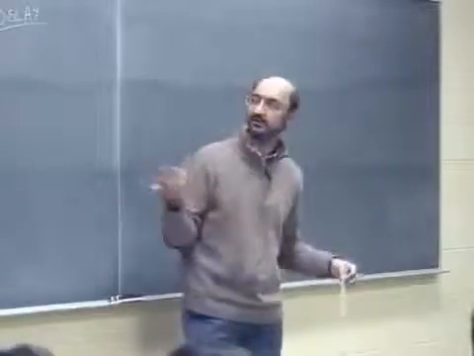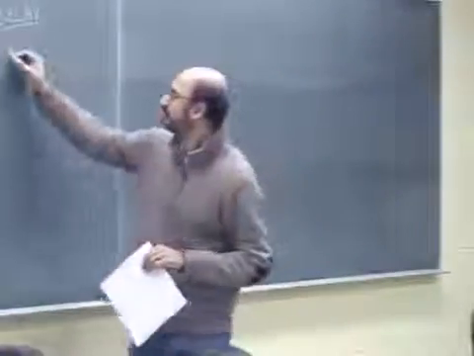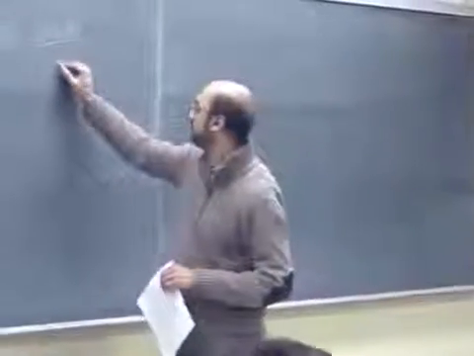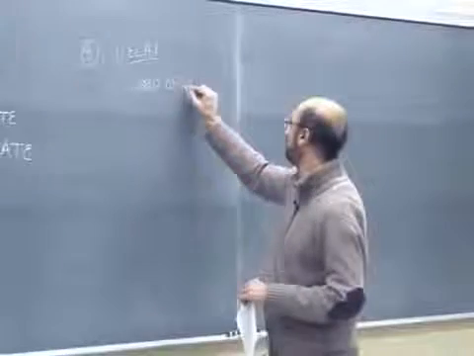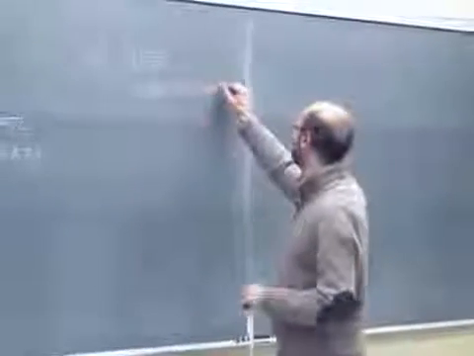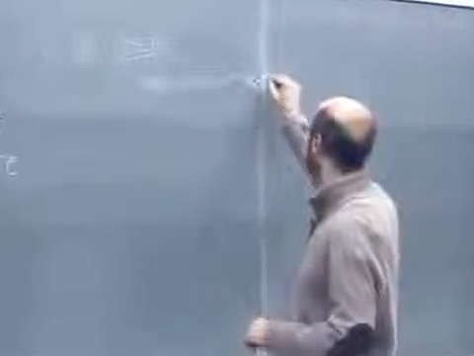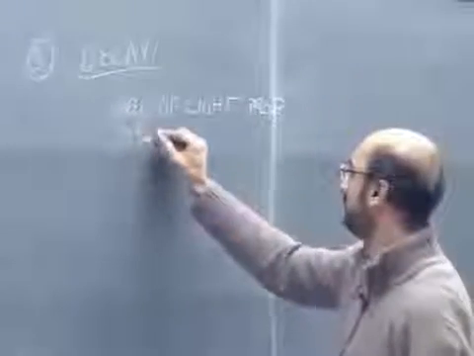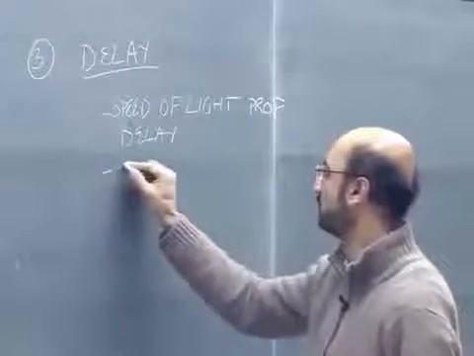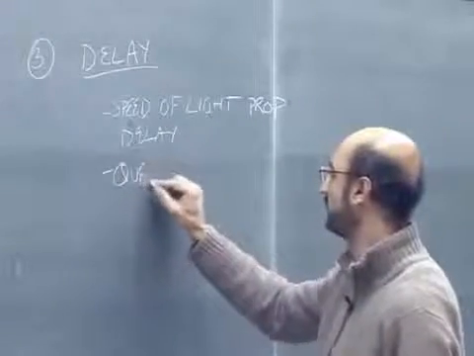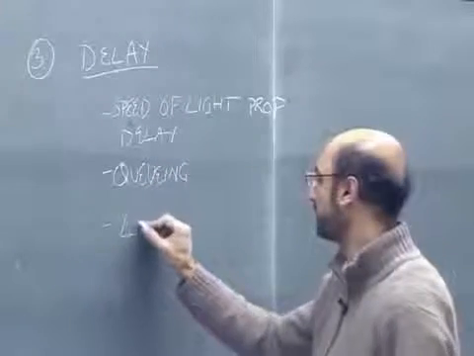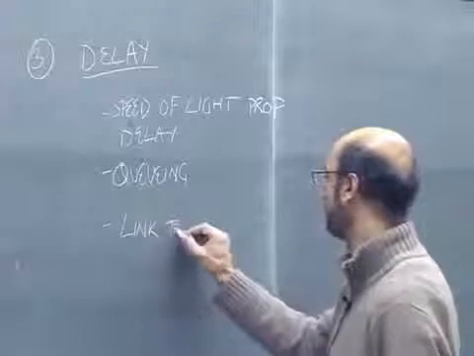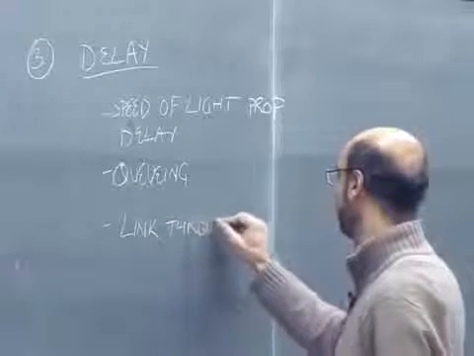Okay, so where does the delay come from? It comes from different parts. One comes from the speed of light, propagation delay. And the other one comes from, you can think of it as queuing delay. And the third one comes from link capacity, link throughput. Let me explain all those in just a minute.